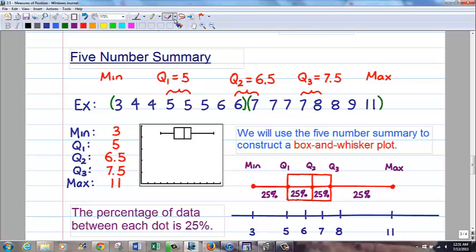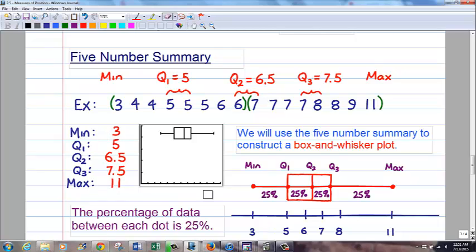Okay, so what you got here? We got the median would be 6.5, so that's Q2. So then you see you split them in half. The first one belongs to the lower, second to the upper. 5 and 5 is 5. 7 and 8 would average to be 7.5. So here's your 5-number summary.